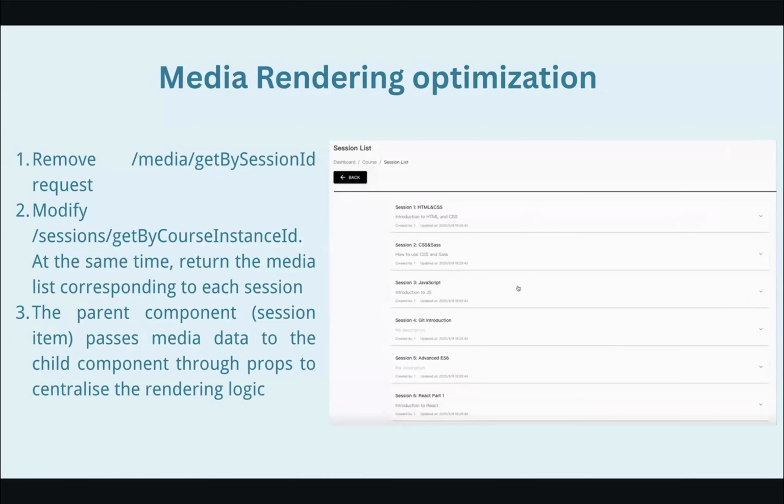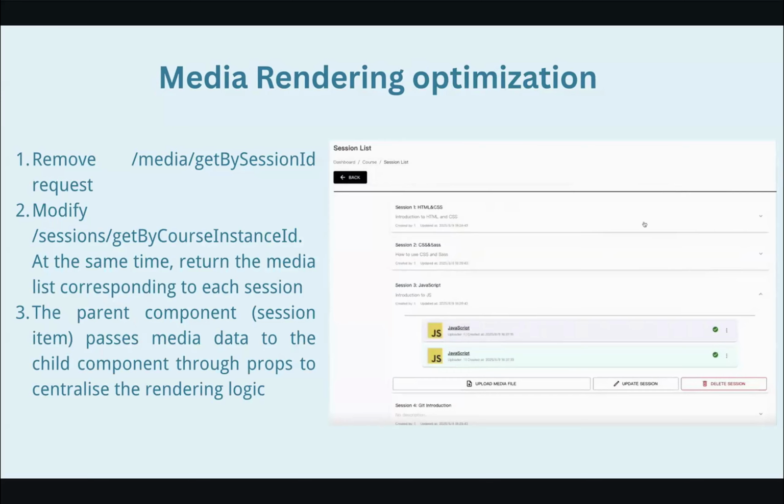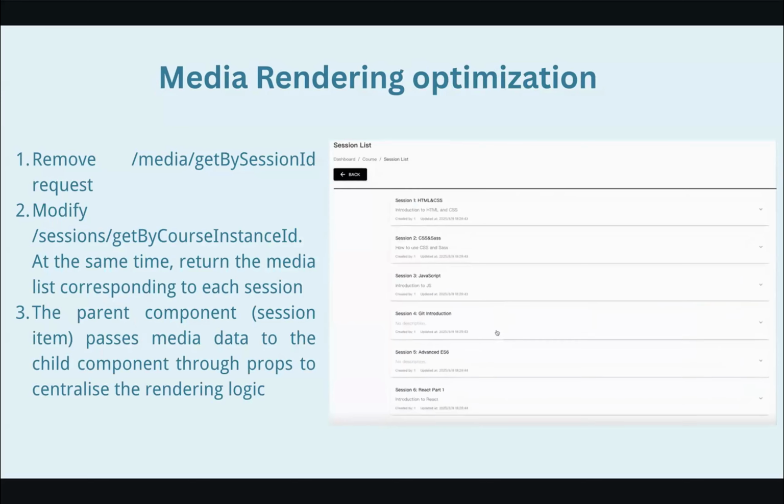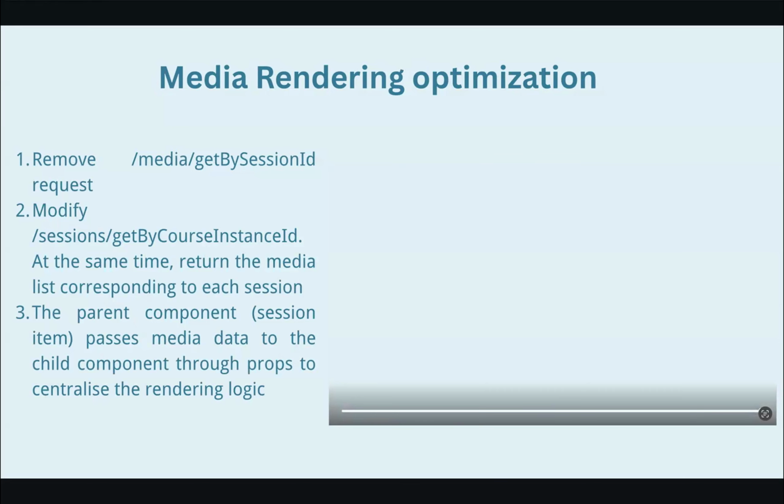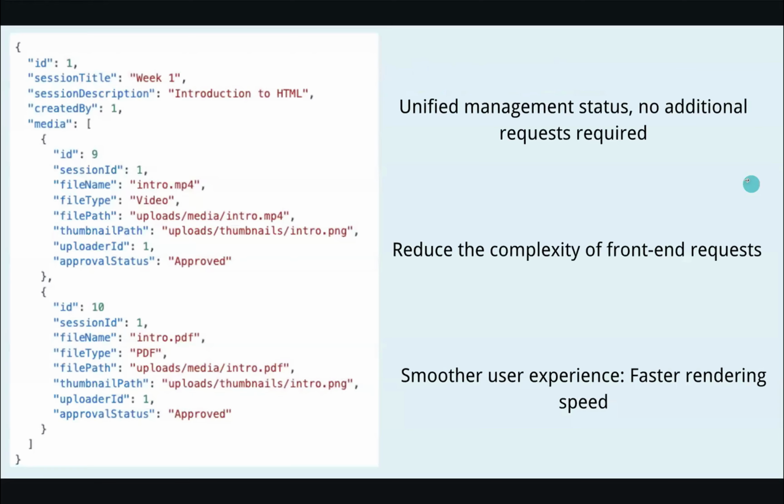For media rendering optimization, we removed the separate get media API to reduce redundant requests and improve efficiency. By passing media data via props from the parent to the child component, we centralize rendering logic, making the code base clear and easier to maintain. Now the session API returns media data directly. This unified response reduces the front-end complexity and improves the rendering speed, providing a smoother user experience.